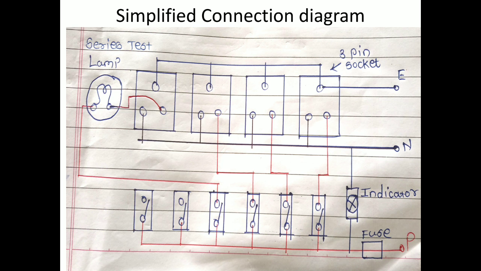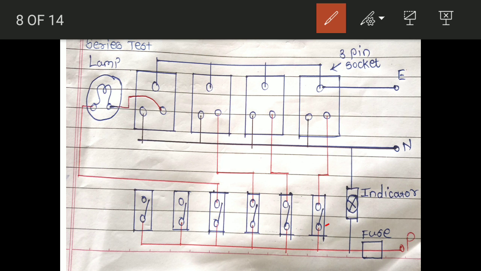First, from this right hand side, the secondary side of this switch is directly connected to this 3-pin socket. The secondary side of switch 2 is directly connected to the right hand side of the 3-pin socket. Then the third switch is also connected to the third 3-pin socket's right hand side, and the fourth switch is connected first to the lamp, and the secondary of the lamp is directly connected to the right hand side of the fourth switch, because these both are connected in series connection.